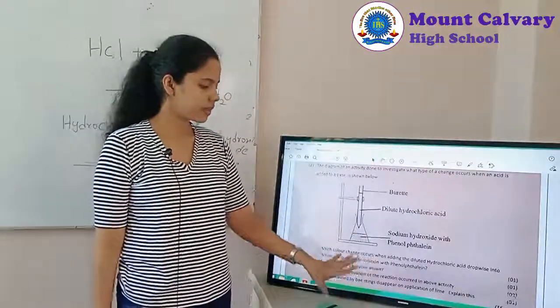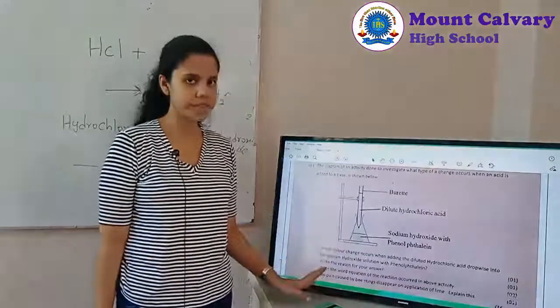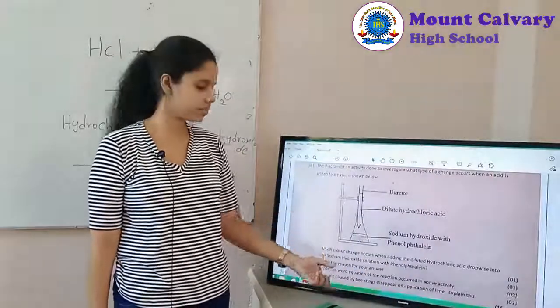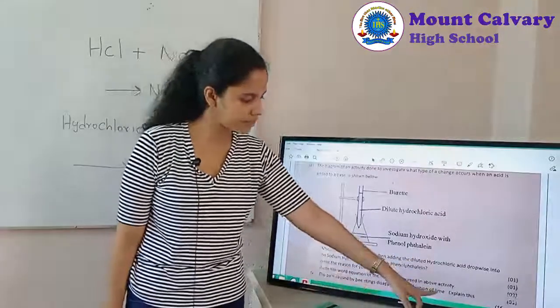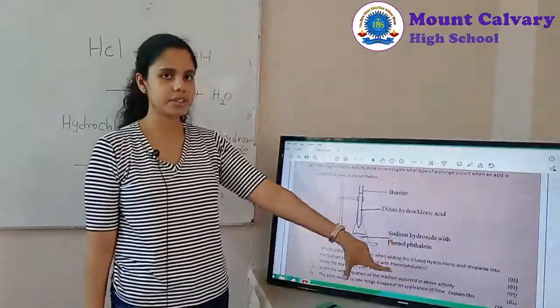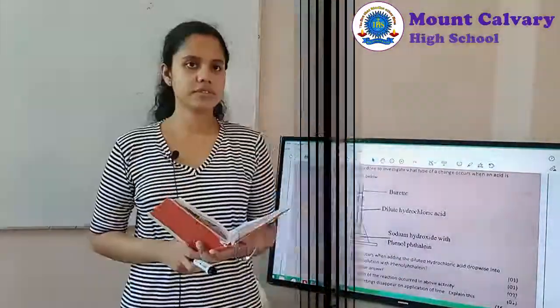That means it will become neutralized, right? When you add acid into a base, what happens? It will become neutralized. So the same thing happens here. Bee sting is a base and lime is an acid. What happens when you mix them together? It will become neutralized and the pain will gradually decrease.